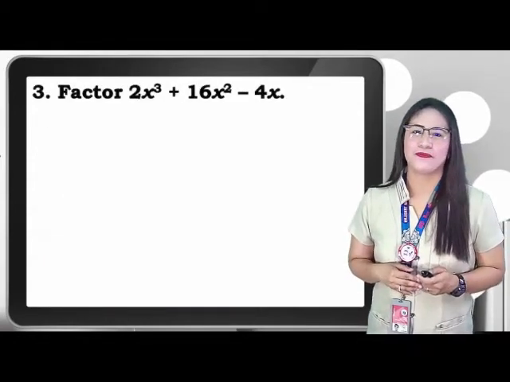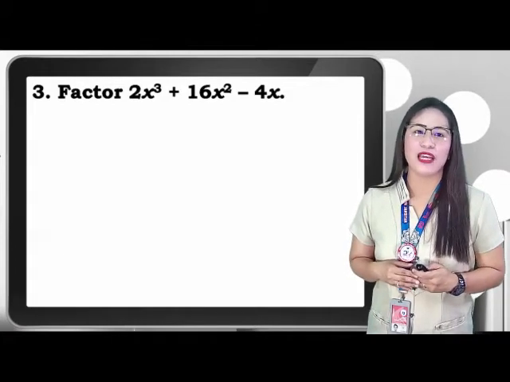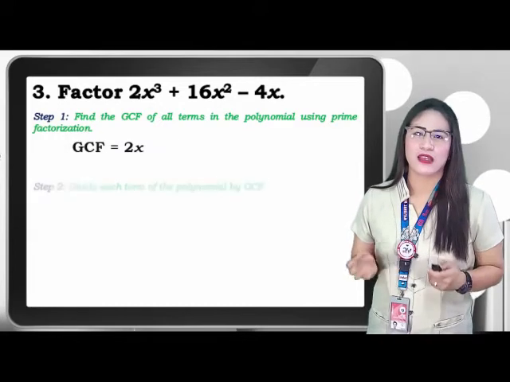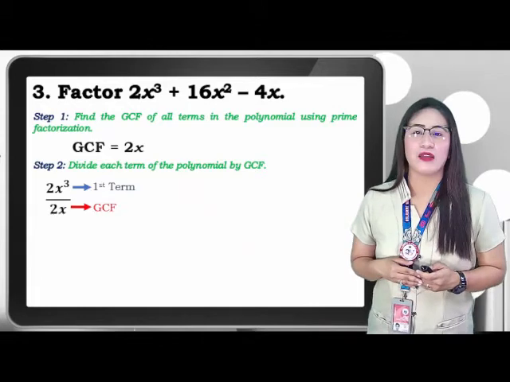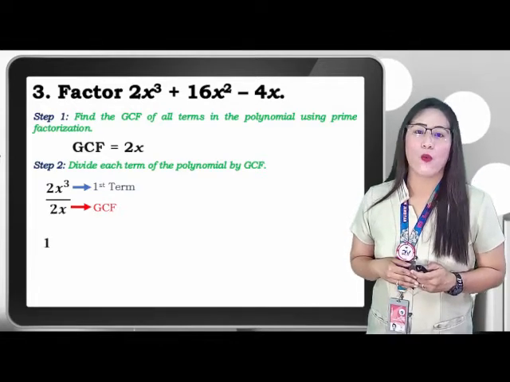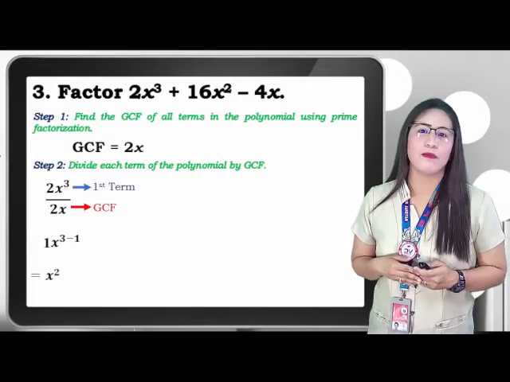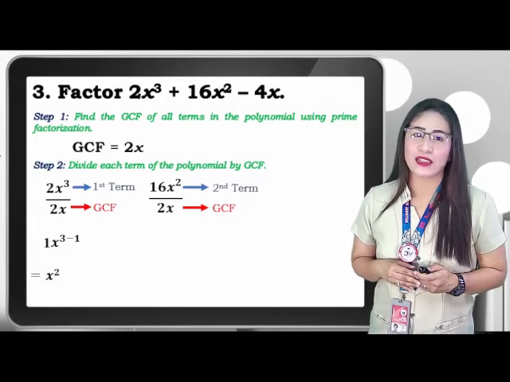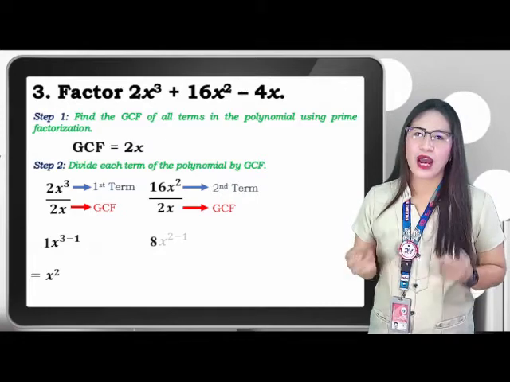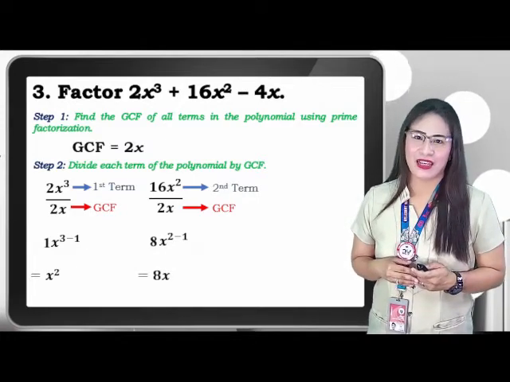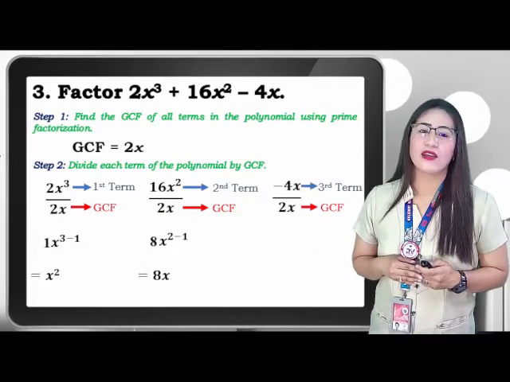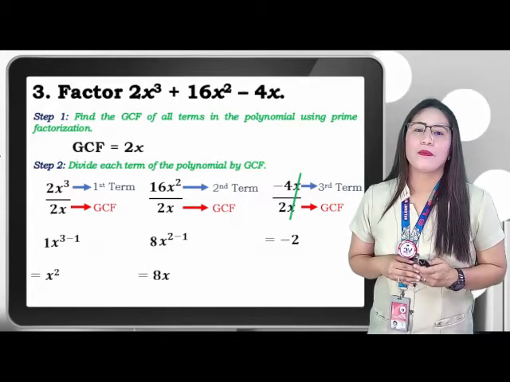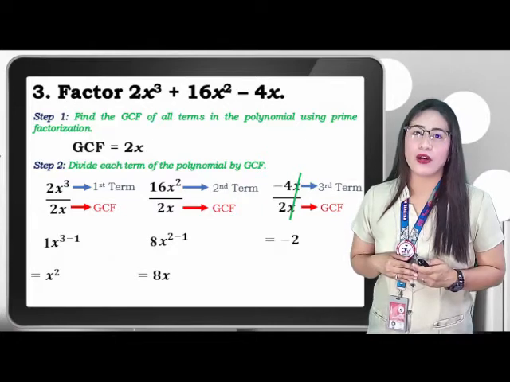Given number 3. Factor 2x cubed plus 16x squared minus 4x. Step 1. Upon applying prime factorization, the GCF is 2x. Step 2. 2x cubed, which is the first term, divided by the GCF 2x. 2 divided by 2 is 1. Subtracting the exponents 3 and 1, we will have x squared. Second term, 16x squared divided by the GCF 2x. 16 divided by 2 is 8. Subtracting the exponents 2 and 1, we will have 8x. Third term is negative 4x divided by the GCF 2x will result to negative 2. Therefore, x squared, 8x, and negative 2 are the terms of the other factor.